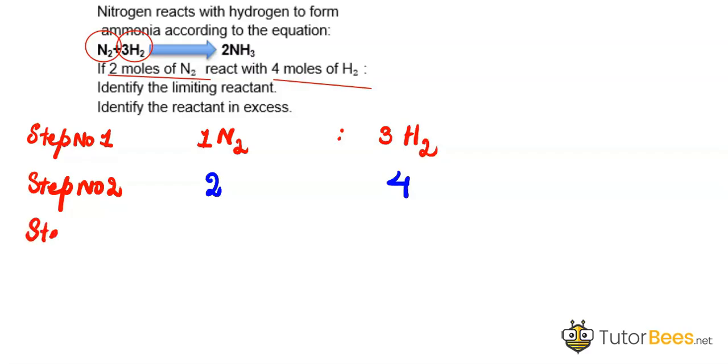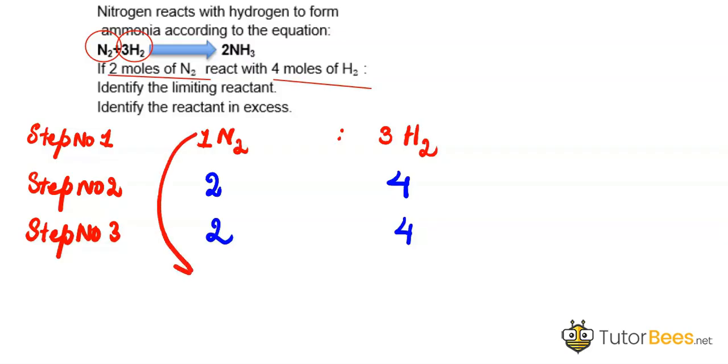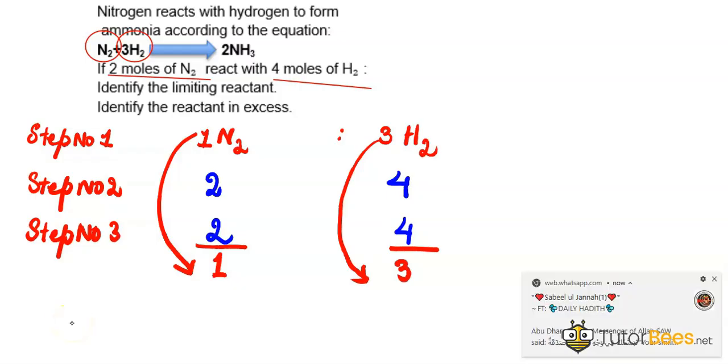Now, in step number 3, you just need to divide the provided number of moles by the given coefficient from the equation, that is 1 and that is 3. So now the question is, why divide? We divide by the molar coefficient because that tells us how many full reaction sets each reactant can supply.